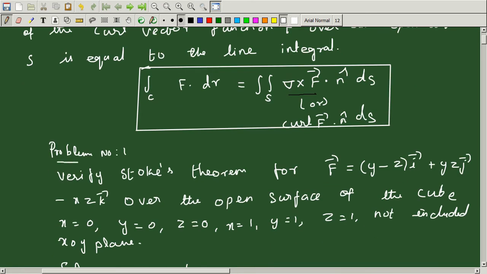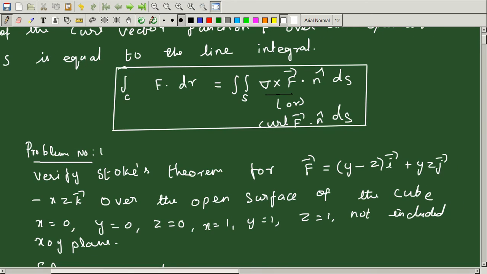This is problem number 1. Verify Stokes theorem for a given function F vector equal to (y minus z) in the i direction, y in the j direction, minus x in the k direction, over an open surface. For the Stokes theorem, you have to consider an open surface. Even Green's theorem converts a single integral into a double integral, but in Green's theorem we have to consider a simple closed curve. So here we are taking the open surface of the cube.